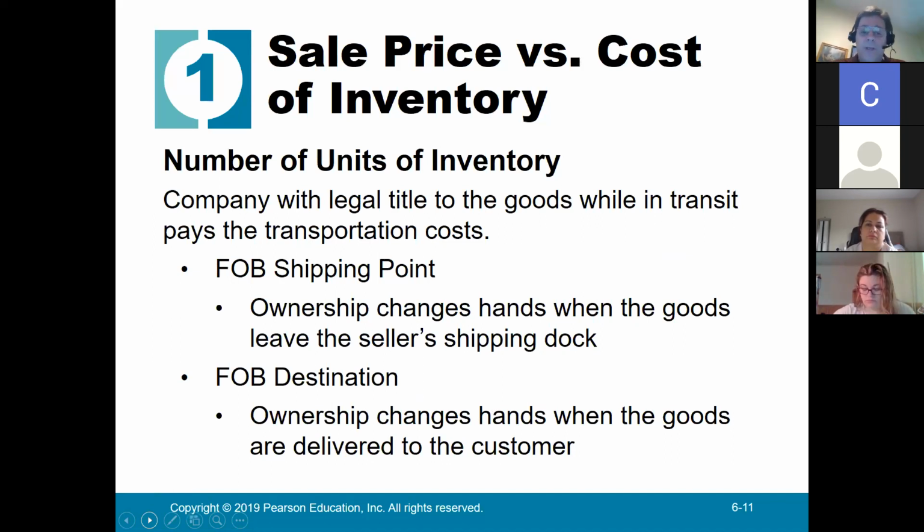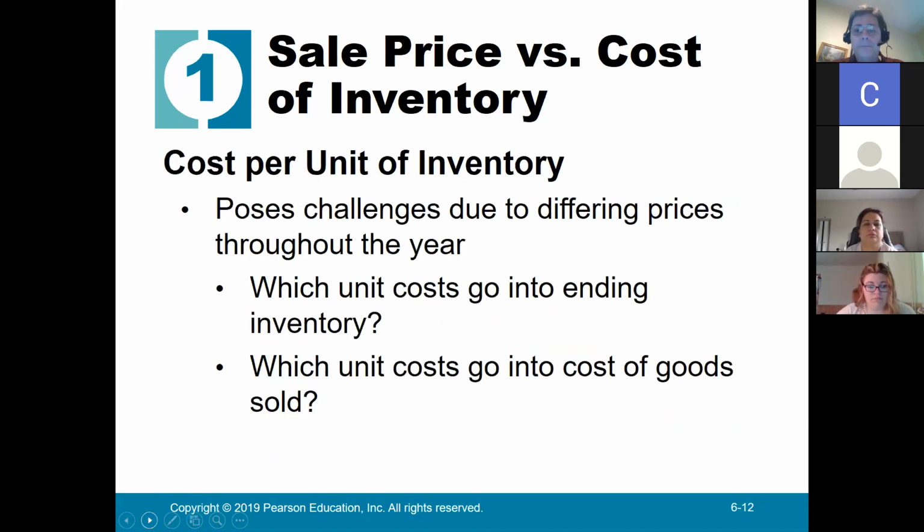From our standpoint, we need to know when it changes hands, because that's when we're going to change our accounting. If we're selling it, when it changes to the buyer, to our customer's ownership, we're going to record the sale. If we're buying stuff, we're going to put it in our inventory when it changes to our ownership. So it's going to determine not the journal entry, but it's going to determine the timing of the journal entry.